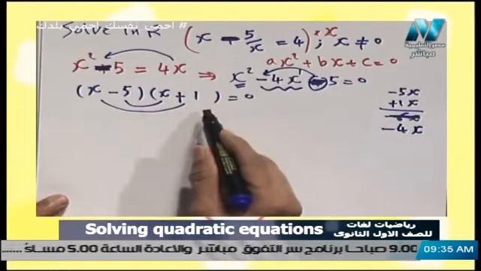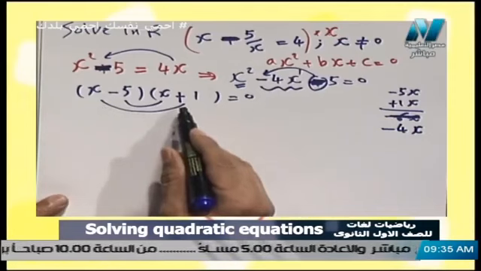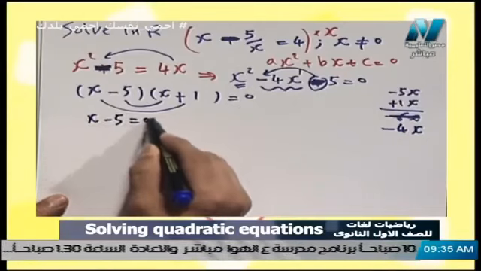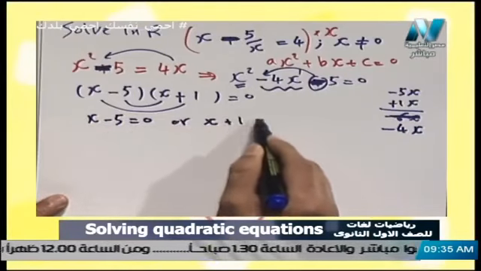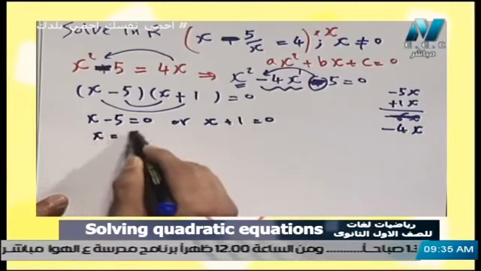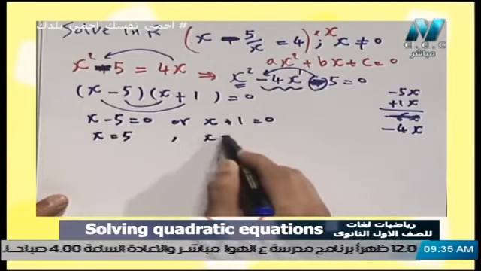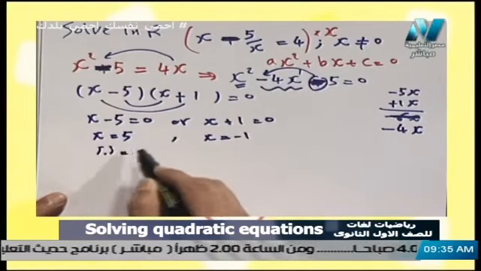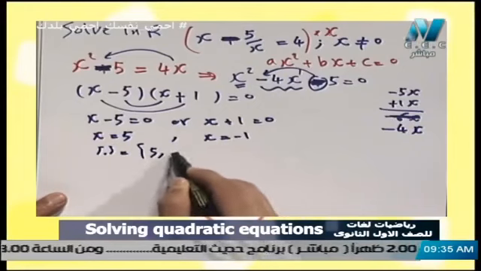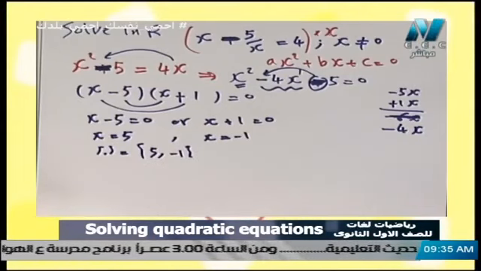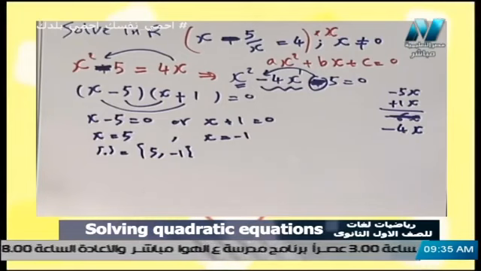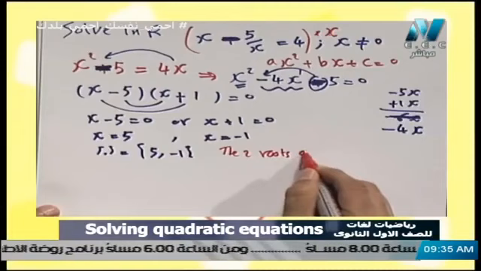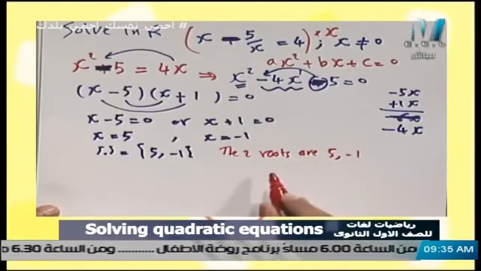Okay. We have here two numbers multiplied by each other, and their product equals 0. That means that x minus 5 equals 0, or x plus 1 equals 0. So x equals 5 and x equals negative 1. So the solution set here is 5 and negative 1. The two roots here are 5 and negative 1.